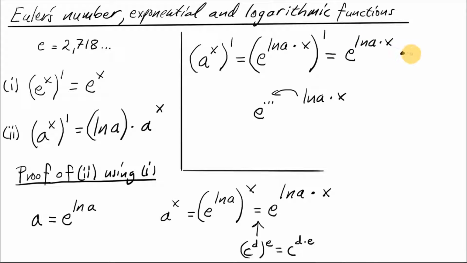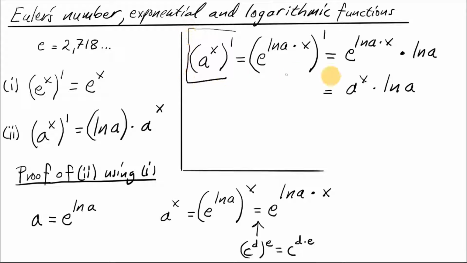Then we have to multiply by the inner derivative, and here is just a constant times x, so the inner derivative is ln a, the constant. And now we see this one stands here, and that was equal to a to the x. So this is just a to the x. And then we have shown that this is equal to this, which is what we wanted to prove.